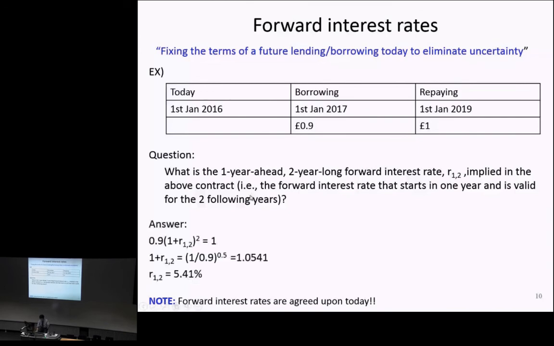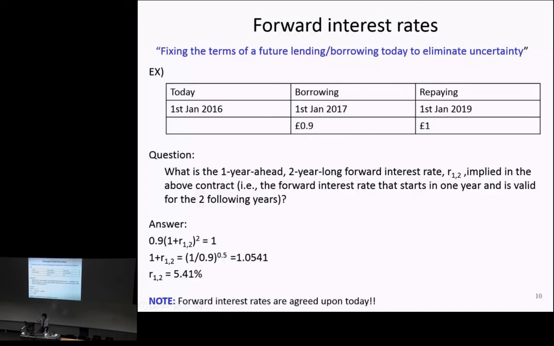The math is actually the same as the one we saw in week 3. The borrowed amount 0.9, by the way, if you think these numbers are too small, just put some million or billion and nothing changes for the math. So the borrowed amount 0.9 million pounds times 1 plus the unknown interest rate, which we denote by R12, squared, because this is a 2-year contract, equals the repaid amount 1 million pounds. And if you solve for the interest rate, it's 5.41% per year.